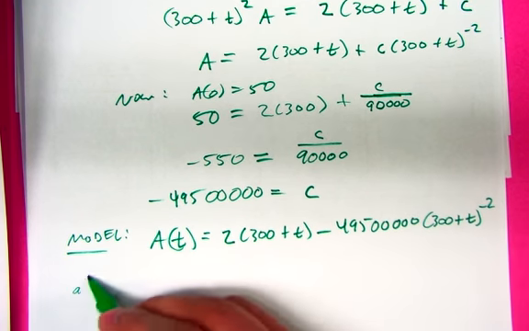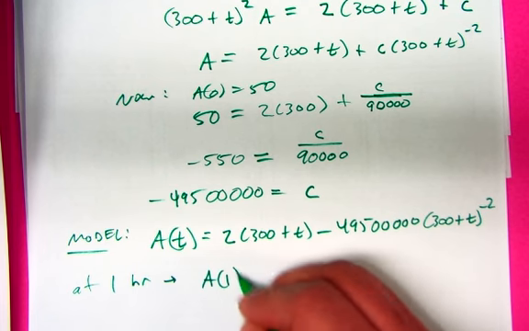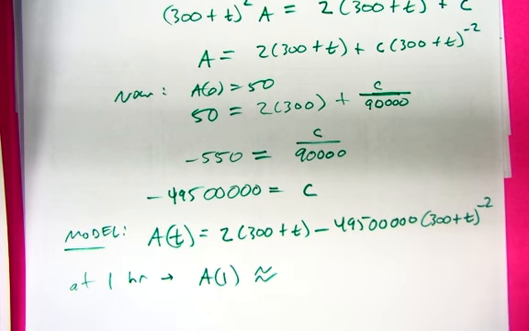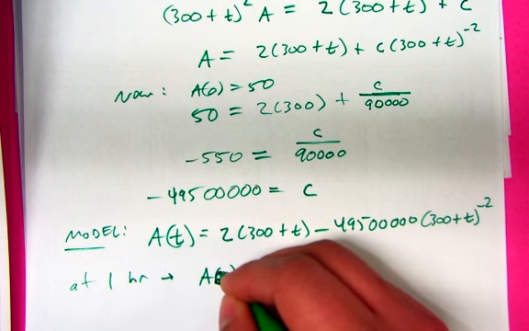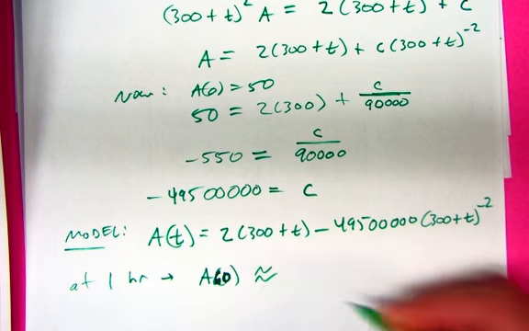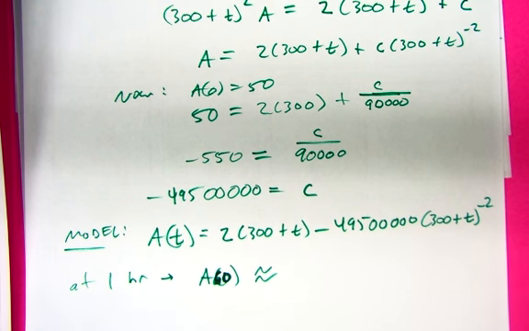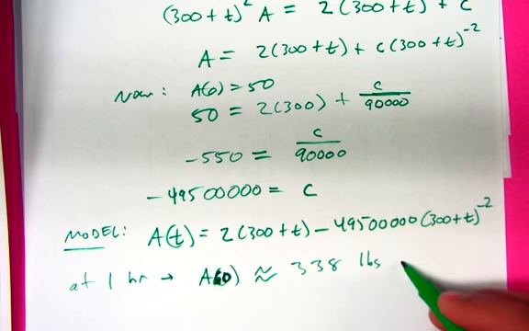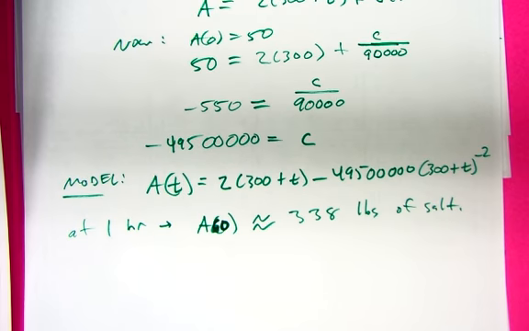And then at 1 hour, I mean, this part is easy, right? Plug in 1. Wait, shouldn't that be minutes? 60. Oh, because the rates were, yes, absolutely. Good. T is 60. At 1 hour, t is going to be 60. I have 338. So about 338. Very salty indeed. Or very whatever.